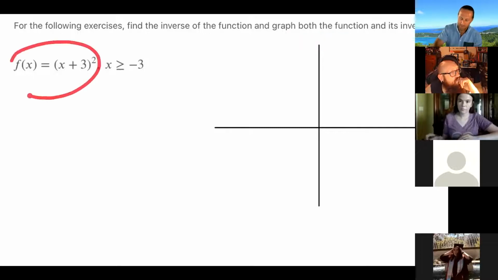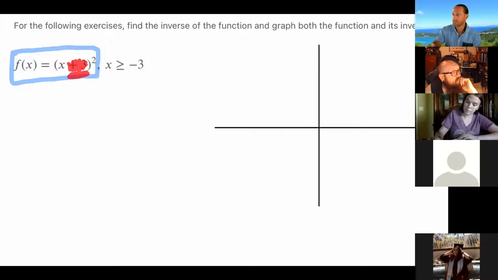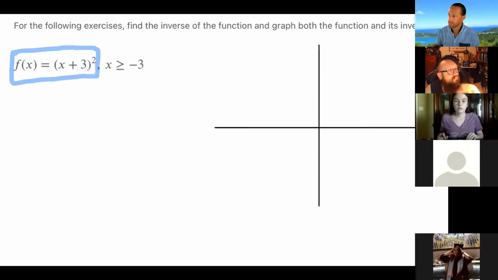So let's start by graphing the original function. Does everybody remember what this looks like? Parabola. Very good. It is a parabola. There's my x squared. But what is this doing to that original x squared? To the left, 3. Thank you, Beyonce. To the left, to the left. I mean, Mel, thank you. All right. How many?